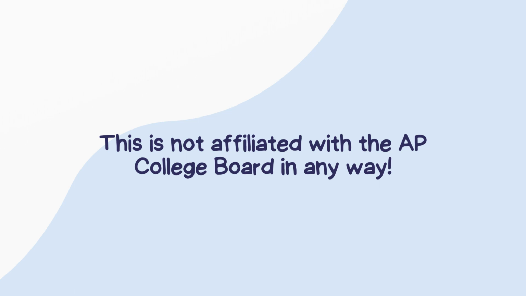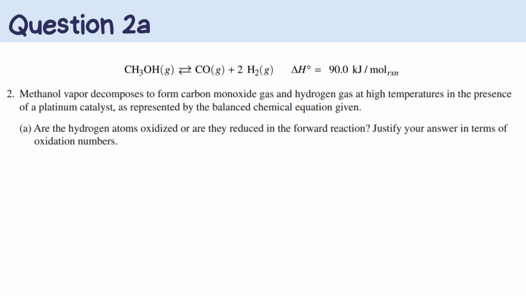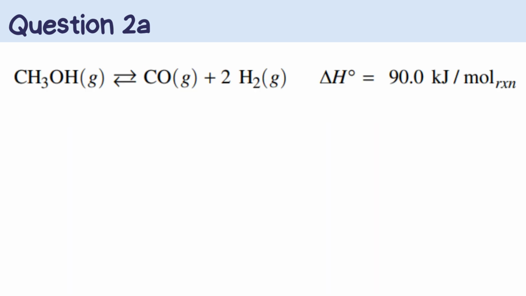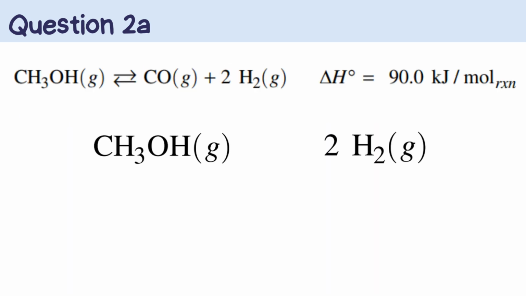Beginning with question 2a, we've got a reaction of methanol that forms carbon monoxide and hydrogen gas. This first question asks us if hydrogen is being reduced or oxidized in the forward reaction. So I've enlarged the equation, and for each element, we can write down oxidation numbers. Since it's just asking for hydrogen, and hydrogen is a positive one charge in a compound, we can put that down.